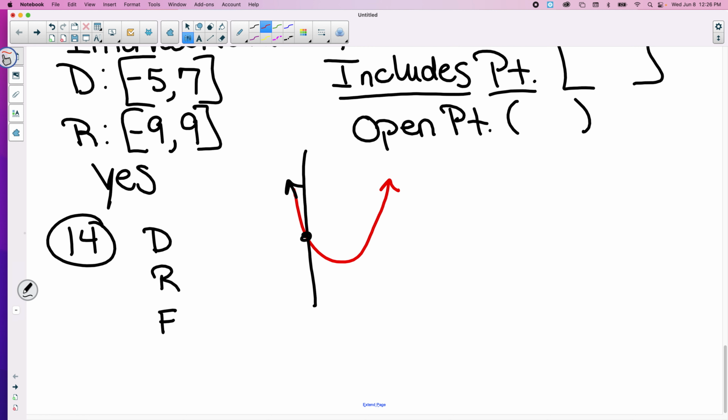That's a parabola. Have you guys dealt with those at all? Parabolas? Okay. They are functions, so you would say yes.